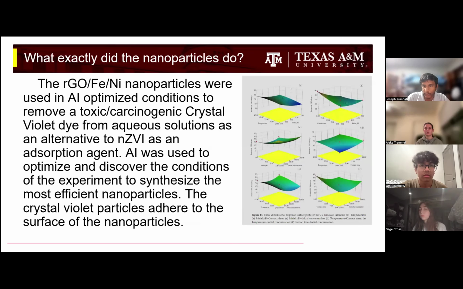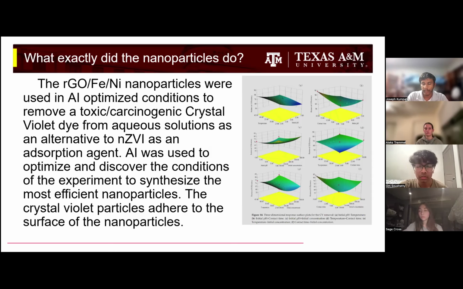So what exactly do the nanoparticles do? The composite RGO iron nickel nanoparticles were used in these AI optimized conditions. The AI optimized the contact time and the initial concentrations, in order to figure out which concentration of this specific nanoparticle would be the most efficient in removing the crystal violet from the aqueous solutions.